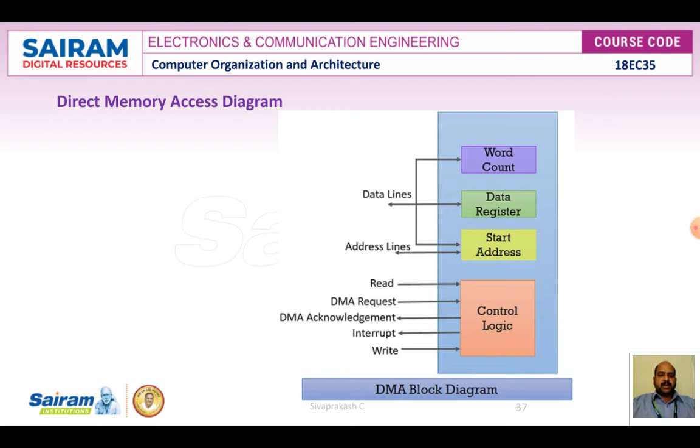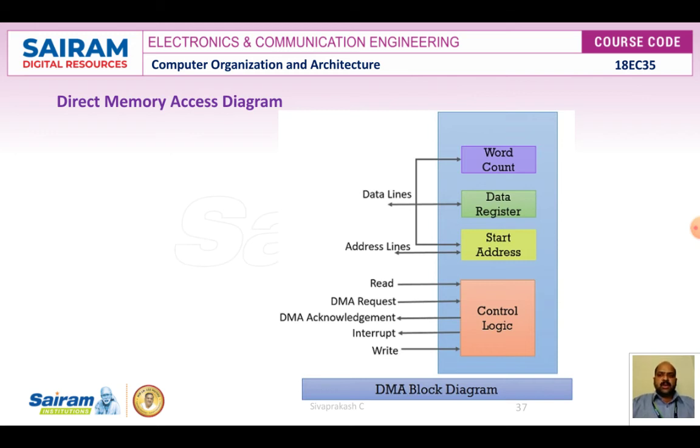In this way, the control logic is used for accessing the control signals, read or write, and the starting address will be stored in the starting address register. The word count will be stored in the word count or data count register, and the main thing, the address of IO devices, will be stored in the data register. So this is the block diagram of direct memory access.